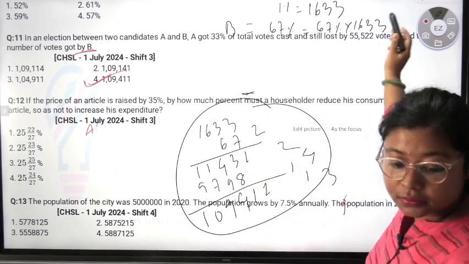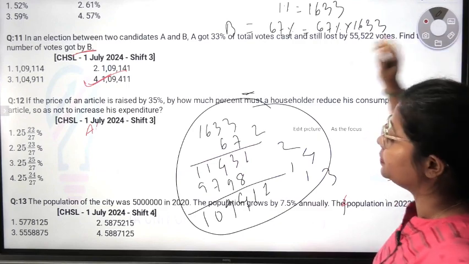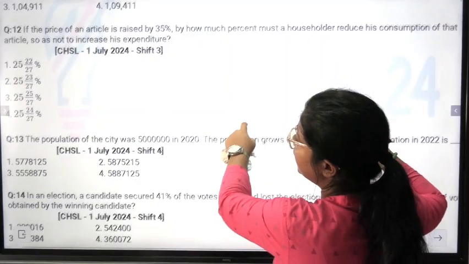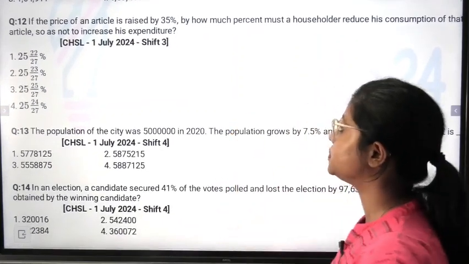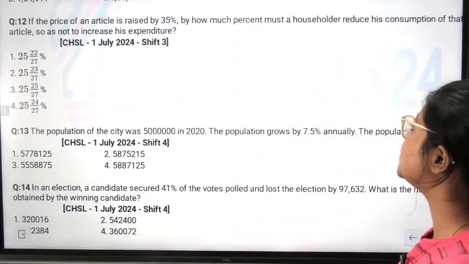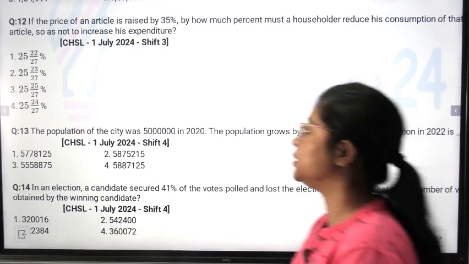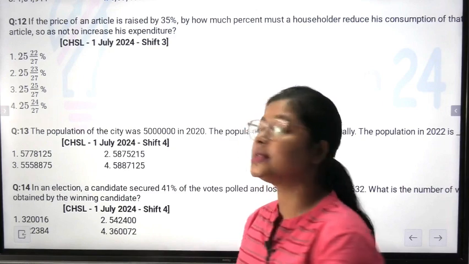Done. Okay, let's move to the next question. So question number 12. If the price of an article is raised by 35%, by how much percent must a householder reduce his consumption of that article so as not to increase his expenditure?